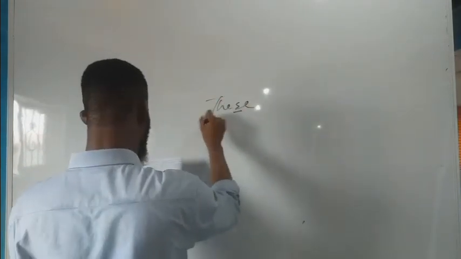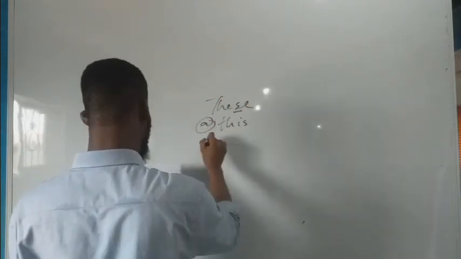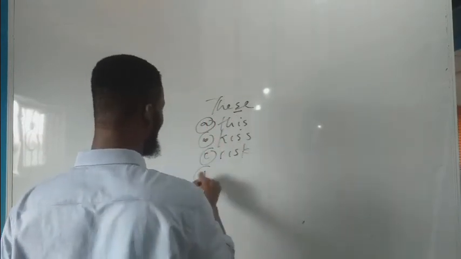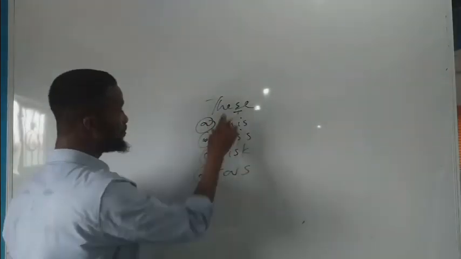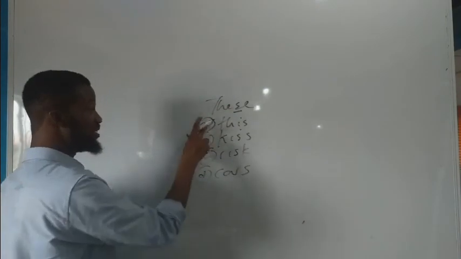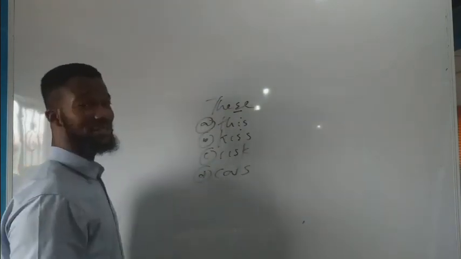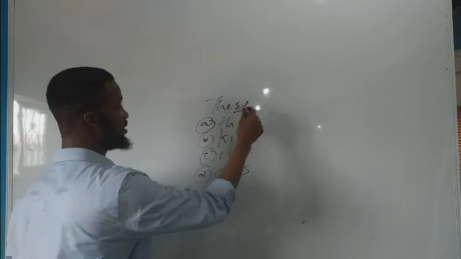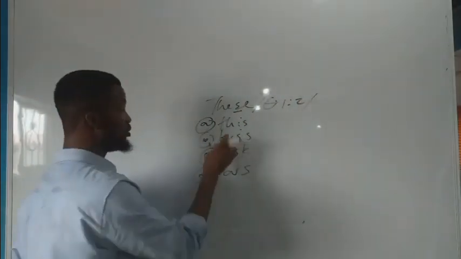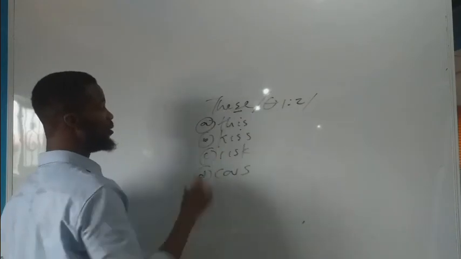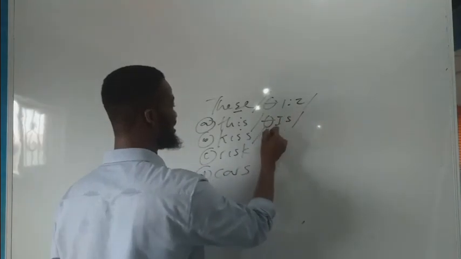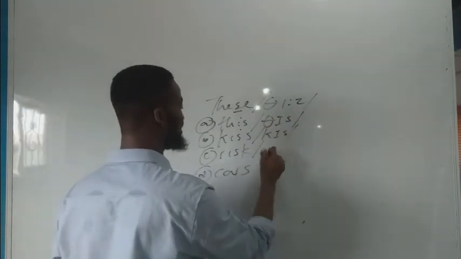THESE, and this is underlined. Option A, we have THIS. B, we have KISS. C, we have RISK. And option D, we have CARS. We're looking for this. This is this. The difference between this and this, one is that this is singular, this is plural. The second difference is that this is S and this is Z. This word is pronounced as these. The third difference is that this is a short I sound and this is a long E sound. This is pronounced as this. This is kiss. This is risk.